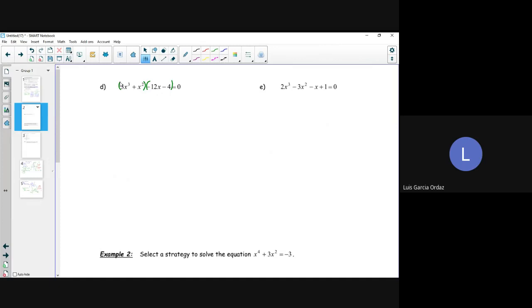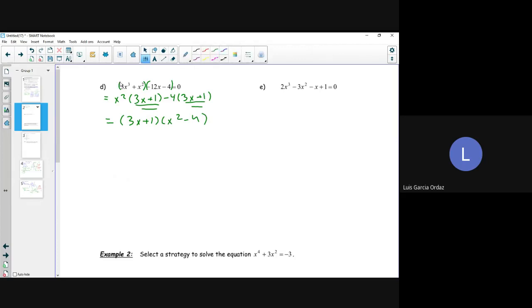So what's the common factor between 3x cubed and x squared? X squared. So we're going to get x squared. We're left with 3x plus 1, right? And then what can we factor out from negative 12x and negative 4? Negative 4. We get 3x plus 1. So because we have these two brackets that are the same, we are left with 3x plus 1 times x squared minus 4.